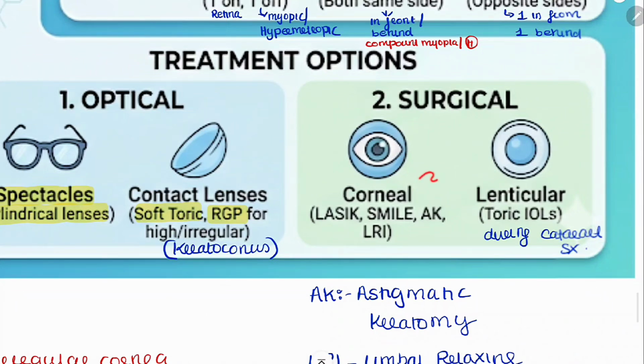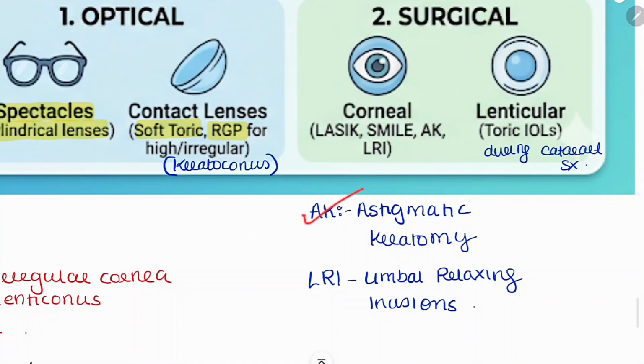Coming to the surgical treatment, it can be corneal or lenticular, similar to myopia and hypermetropia. If it is corneal, we can do AK. What is AK? Astigmatic keratotomy. So AK and LRI, that is limbal relaxing incision, and also LASIK and SMILE. Then if it is lenticular correction, we use toric IOLs during cataract surgery. In myopia and hypermetropia we use phakic IOLs; in astigmatism we use toric IOLs, implanted during cataract surgery.